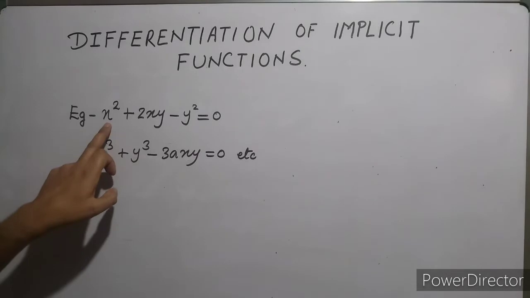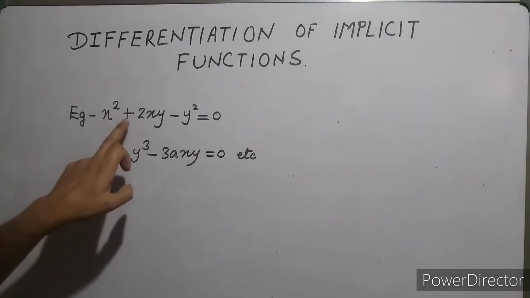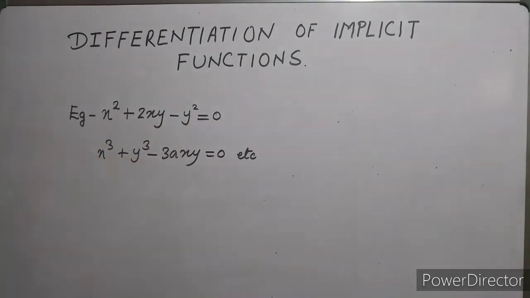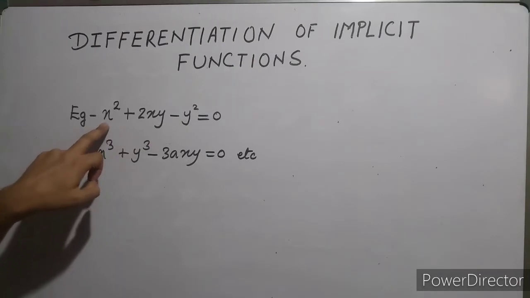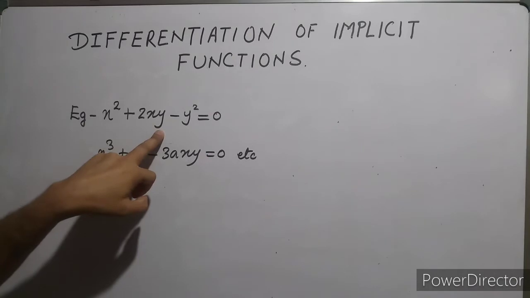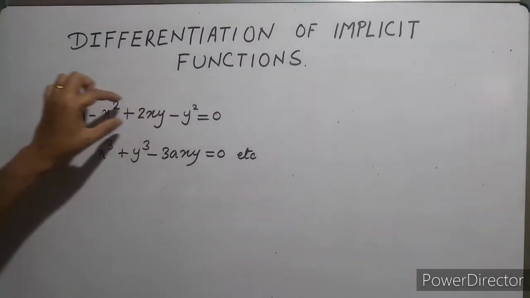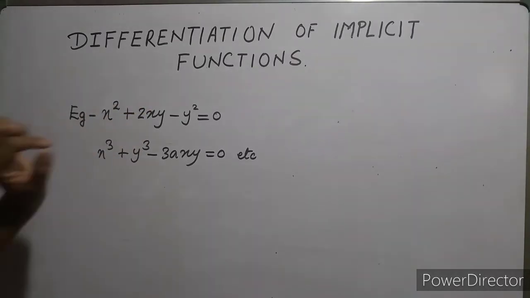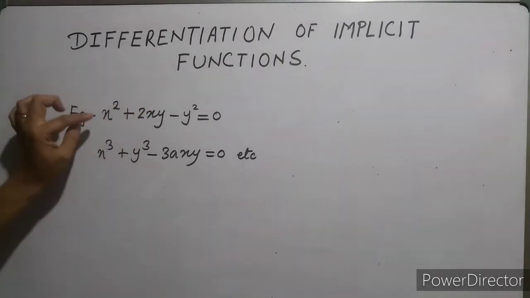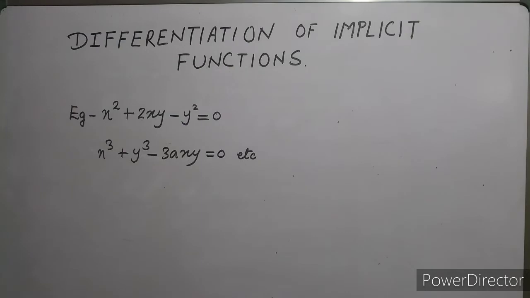Say, for example, x square plus 2xy minus y square equals to 0. In this equation x is a variable, y is also a variable. So there are two different variables over here, one is x, another is y. Actually not the functions, these are the variables.